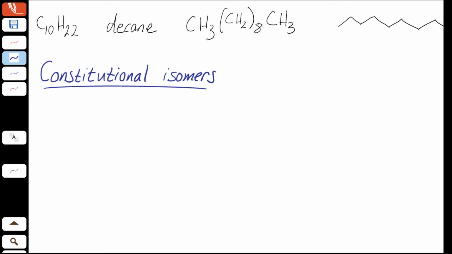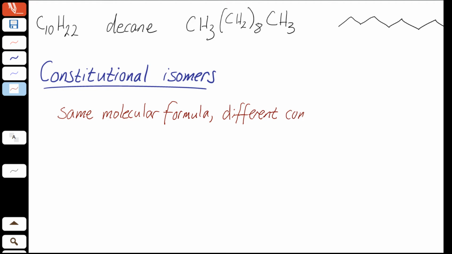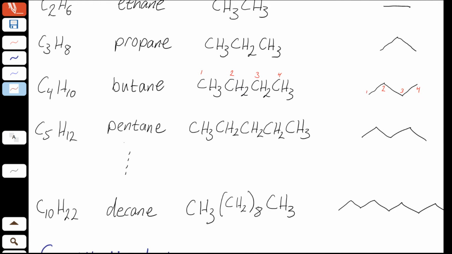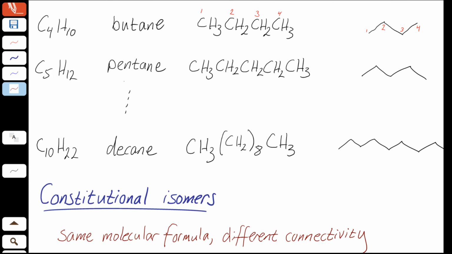Okay, so constitutional isomers are molecules with the same molecular formula and different connectivity. So I don't know if you noticed this, but once we got up to 4 carbons in our line here, and everything below that, there's actually different ways of putting those pieces together. So take your models out and build a butane molecule, if you would.